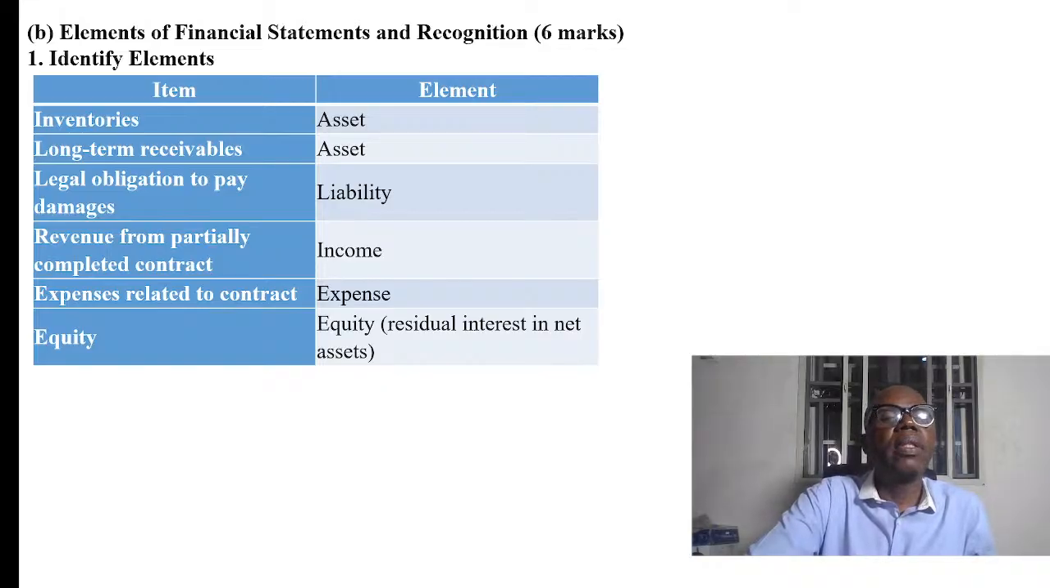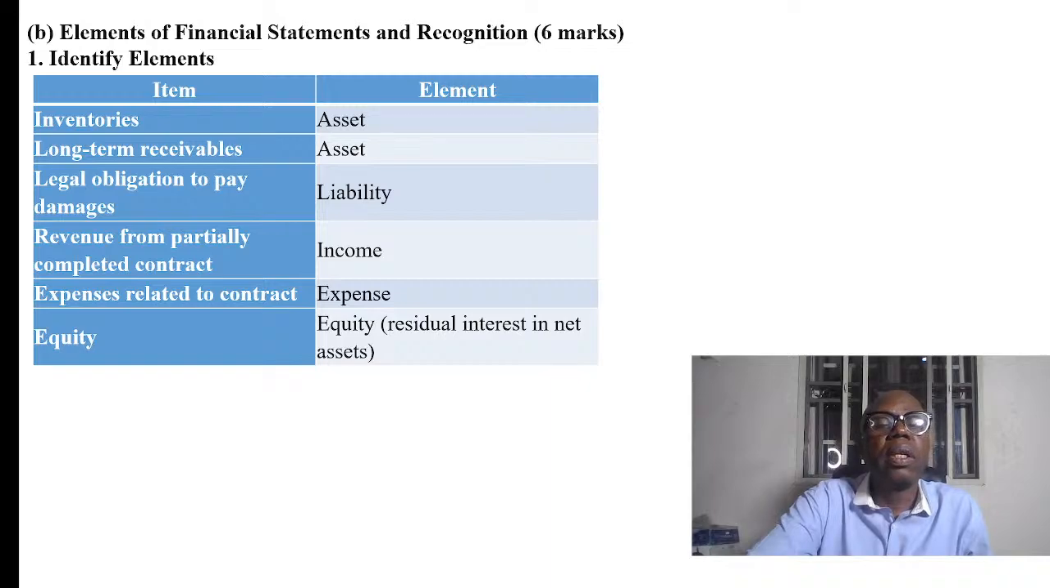Identify elements. So we have the item, and we have the element. The first one there is inventories. Inventory is an asset. You can include current asset, it's fine. Long-term receivables is an asset, it's also current asset. Legal obligation to pay damages is a liability. Revenue from partially completed contract is an income. Expenses related to contract is an expense.